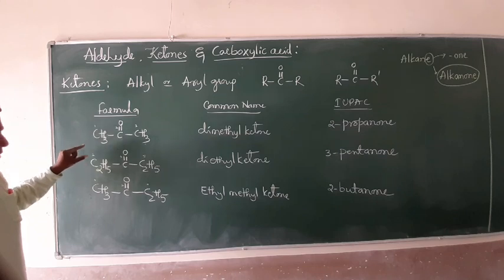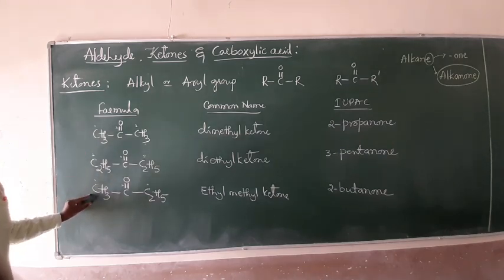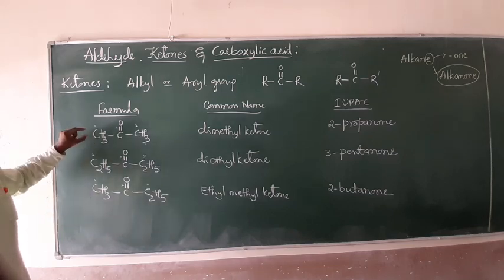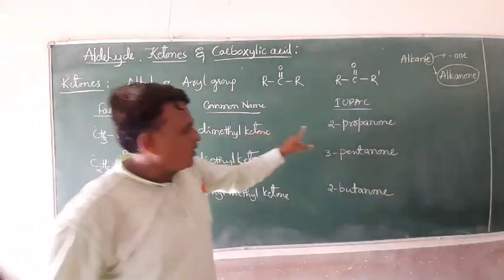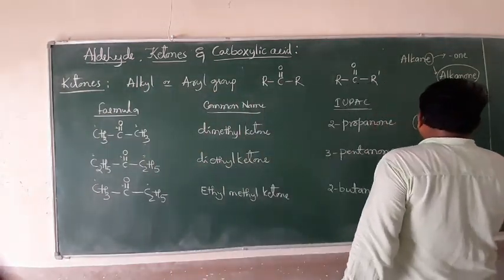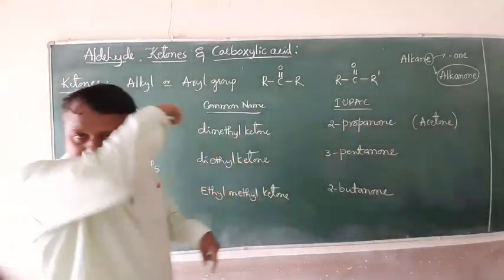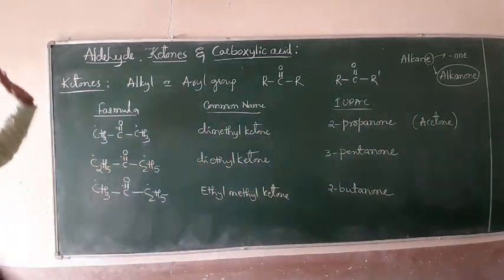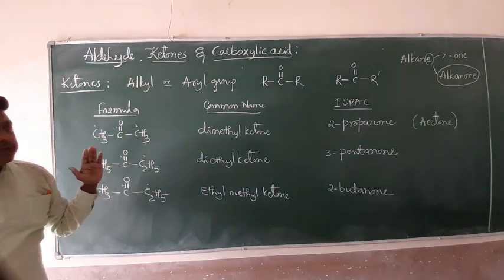So 2-propanone, 3-pentanone, and 2-butanone. Keep in your mind that this one is very important: dimethyl ketone, or 2-propanone. Commercially we use the word acetone. Keep in mind that the name of this compound is acetone. This is the simple story of today's part.